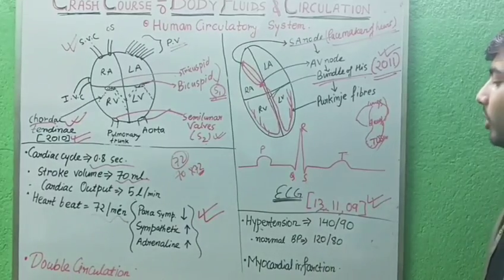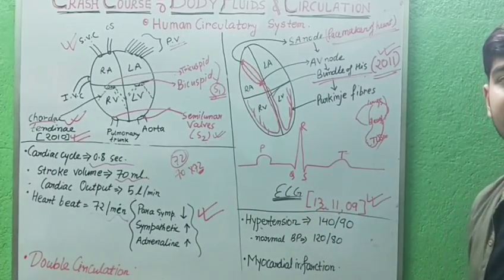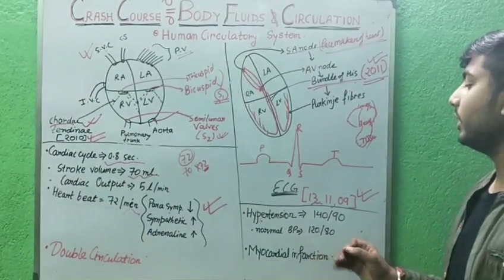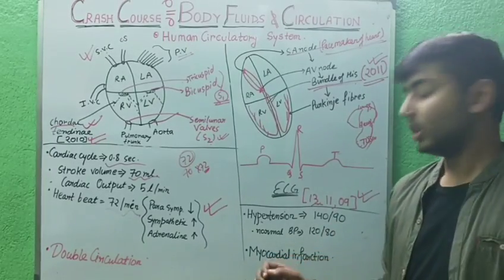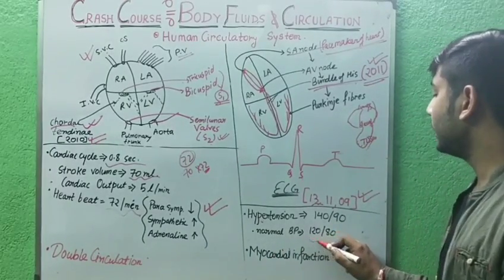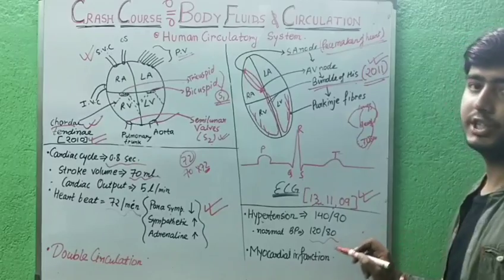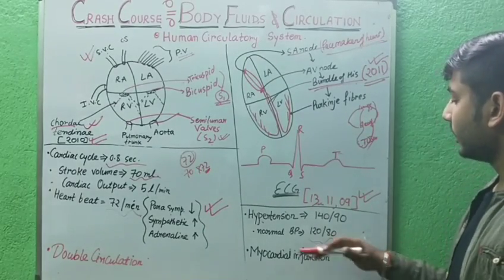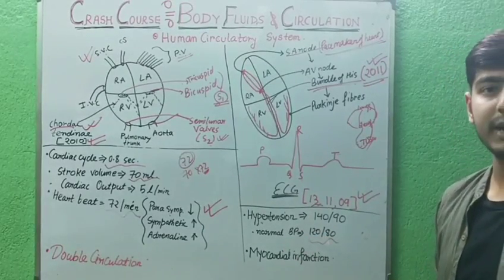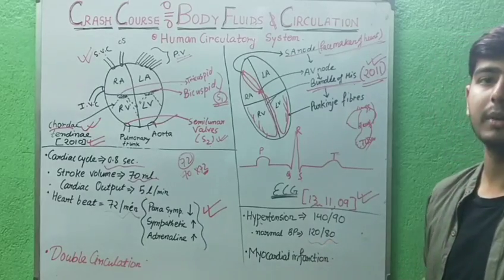Now we will talk about hypertension. Hypertension means increased blood pressure. First of all, we need to know about normal blood pressure. Normal blood pressure is 120/80 mm of Hg. Now, what is 120? 120 is systolic blood pressure, while 80 is diastolic blood pressure.